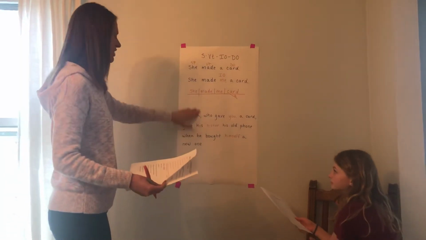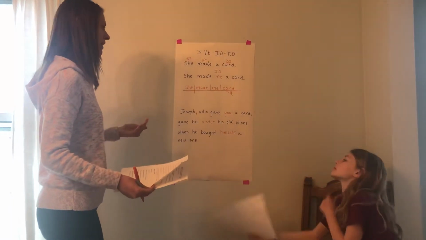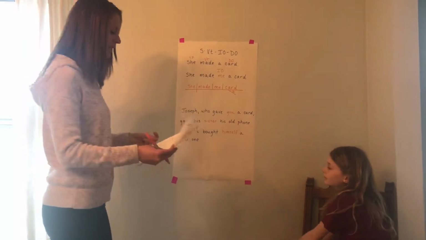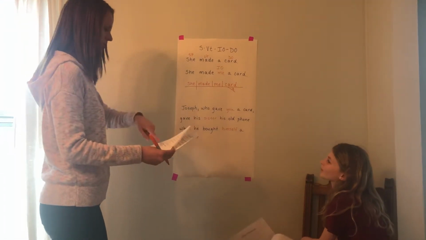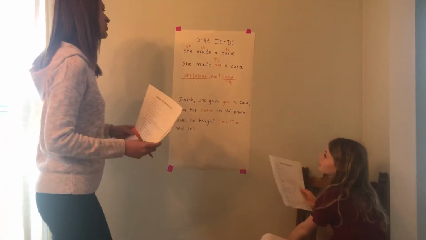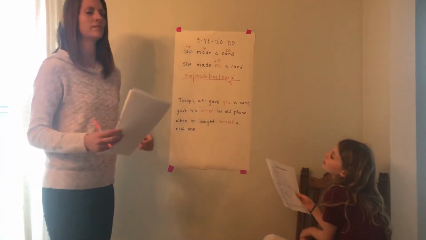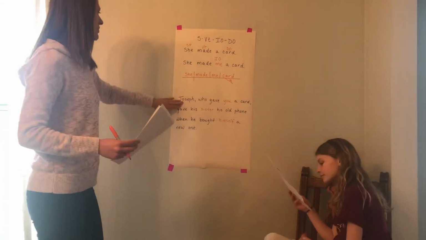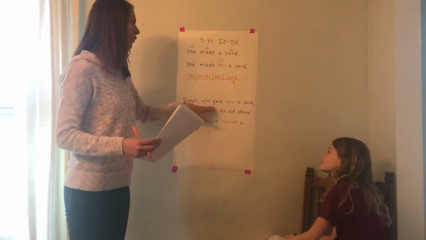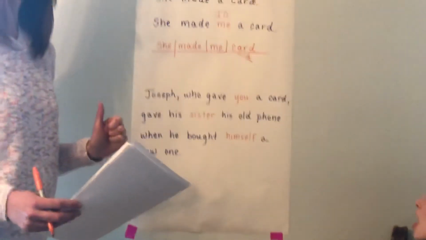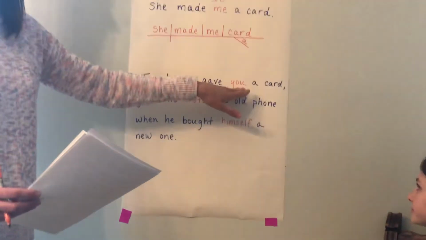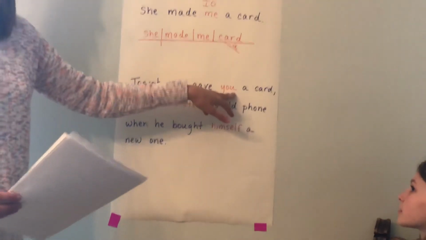So here we have a longer sentence. It says Joseph. I'm sorry, I guess I wrote Joseph there, but it's Jacob here. Never mind. Joseph, who gave you a card, gave his sister his old phone when he bought himself a new one. Okay, so Joseph, who gave you a card. For whom was that card given? You. Therefore, this is the what? The indirect object. Good.